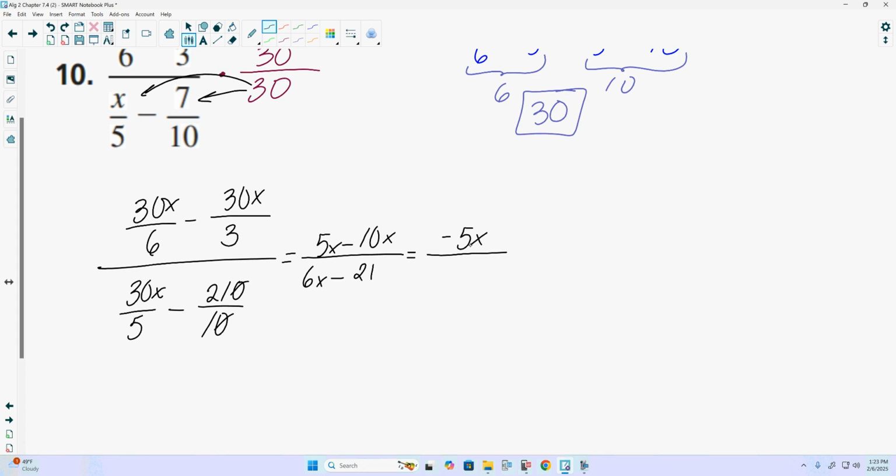6x minus 21, are those like terms? Is there a greatest common factor between 6x and 21? 3. We can go on and factor it out. If we factor 3 out of 6x, we have 2x. And if we factor the 3 out of 21, we get 7. Now, if there's going to be something that's going to simplify, it's going to be between our 5 and 3. Will 5 over 3 reduce? That's it.